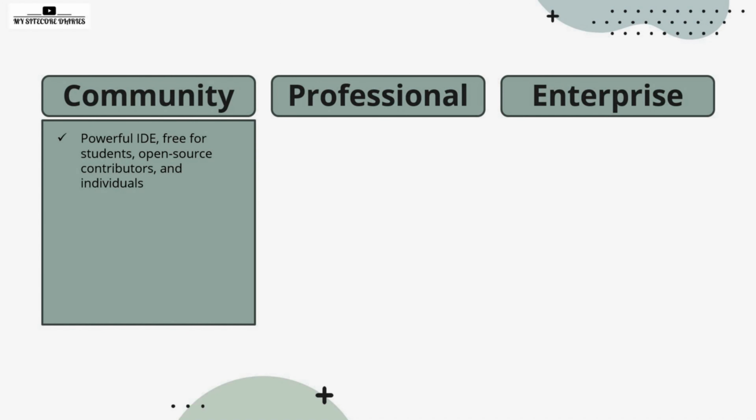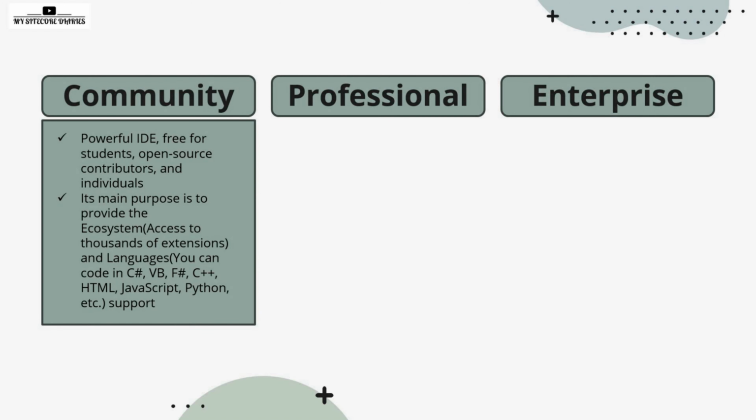It is a powerful IDE, free for students, open source contributors and individuals. So it is a free version of Visual Studio. Its main purpose is to provide the ecosystem, that is access to thousands of extensions and languages. You can code in C#, VB, F#, C++, HTML, JavaScript, Python, etc. Okay, so Community edition is the IDE for students, open source contributors and individuals. It is basically a free edition for non-commercial purposes. Its main purpose is to provide the ecosystem and the language support.